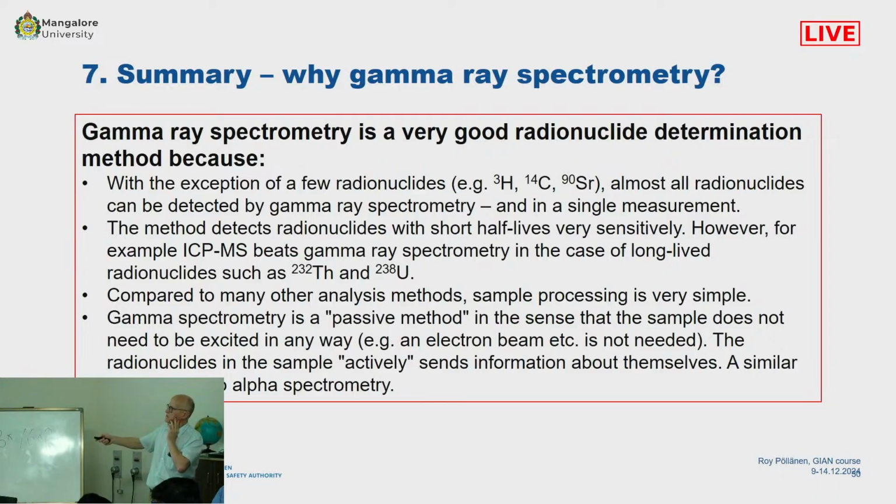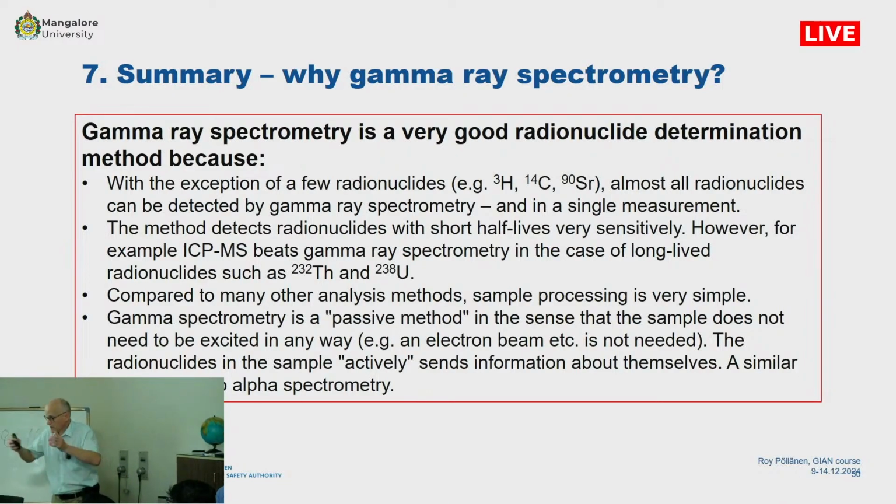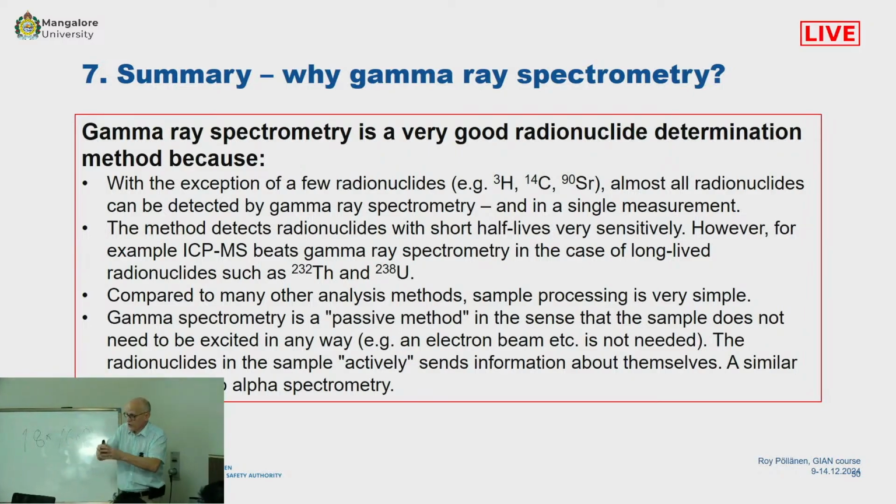Another advantage is that sample processing is very simple. Just put the sample in the beaker. Well, this is not exactly the case. For example, in STUK we dry all the samples very carefully. Sometimes you have to ash, you have to burn the sample and put the ash into the beaker. But it depends on the case. But basically it's a simple processing compared to the radiochemical processing used in alpha spectrometry.